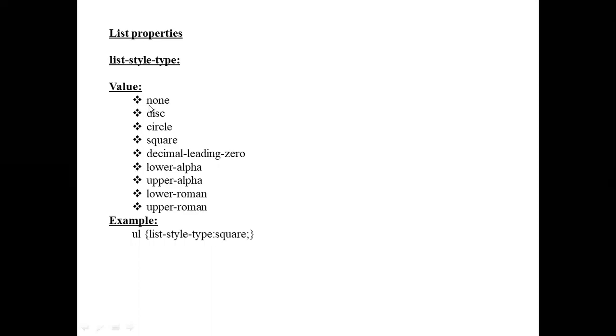So first value, none: no marker is shown. Disk: the marker is a filled circle. Next, circle: the marker is a circle. Next, square: the marker is a square. Next, decimal-leading-zero: the marker is a number with leading zeros, that is 01, 02, 03, 04, 05, 06. Next, lower-alpha: the marker is lower alpha, that is small a, small b, small c, small d. Next, upper-alpha: the marker is capital A, capital B, capital C, capital D, capital E.